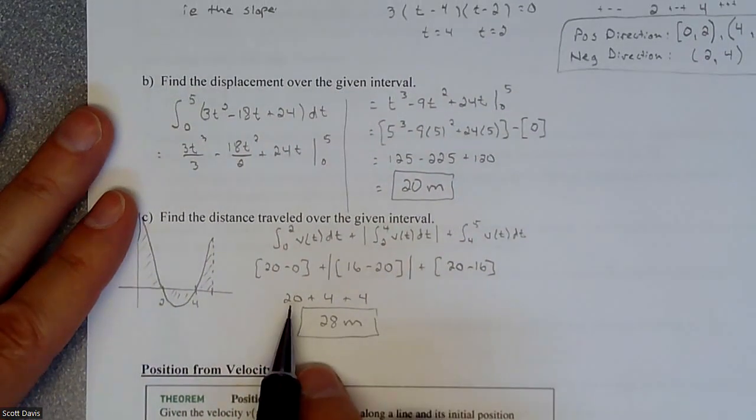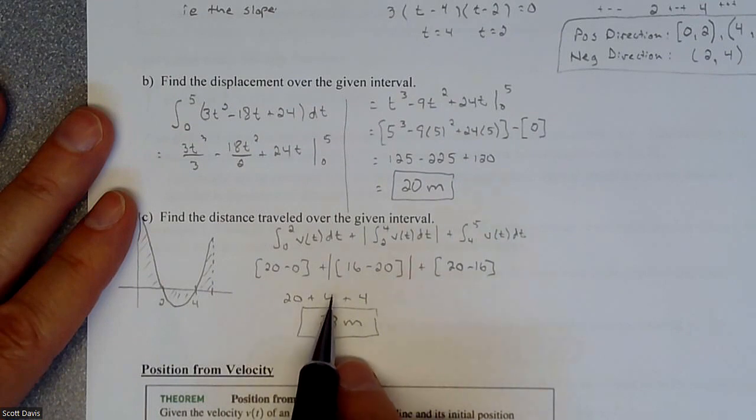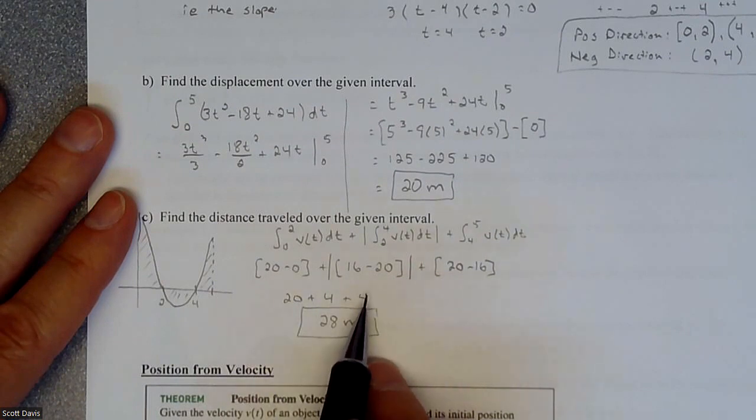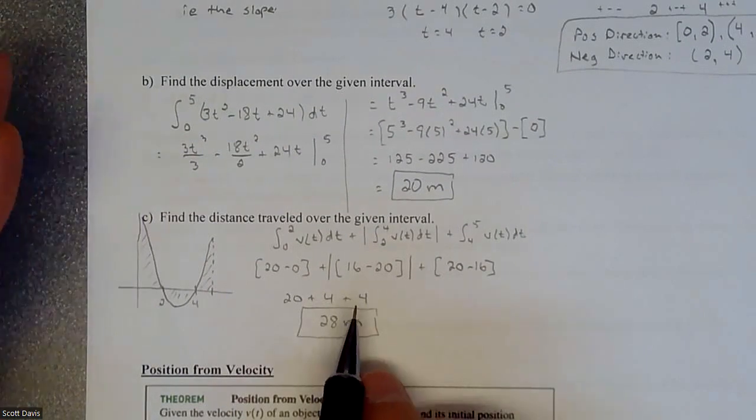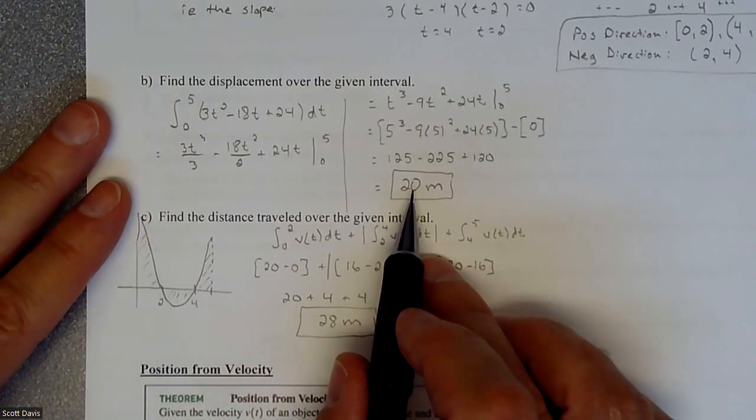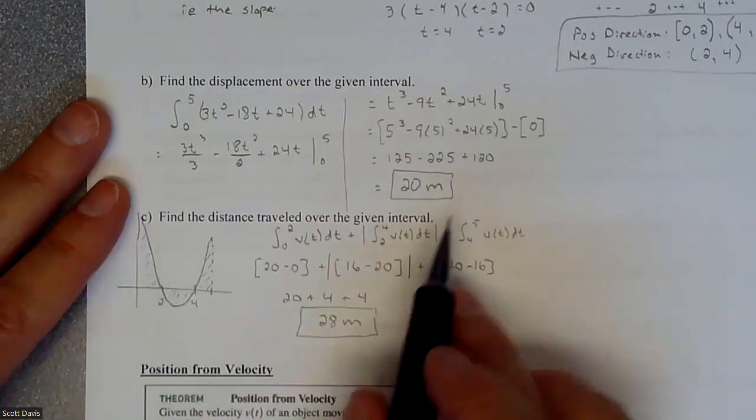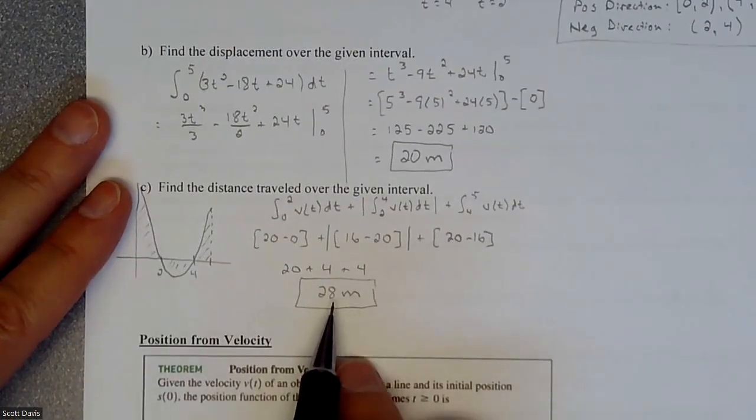So we went to the right 20. We ended up going to the left 4, and then we went to the right 4. If you do that math and you treat it like that, the total distance is 28 meters, but overall our displacement was 20 meters to the right because we ran to the right, ran to the left, and then ran to the right.